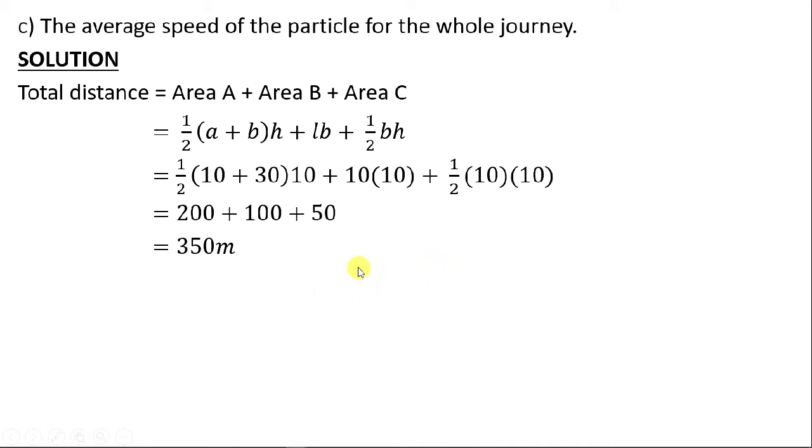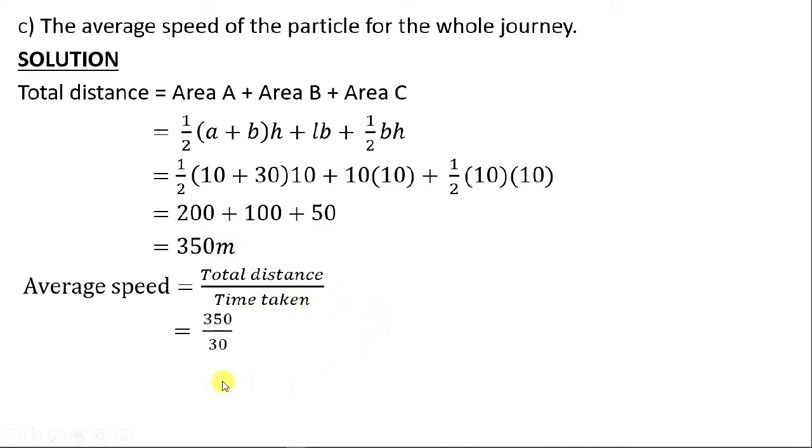Our average speed is equal to distance over time. So we are going to substitute where the total distance is. We'll put 350. Time taken was 30 seconds. Therefore, our average speed was 11 2/3. That is our answer. So our average speed was 11.7 meters per second. We continue.